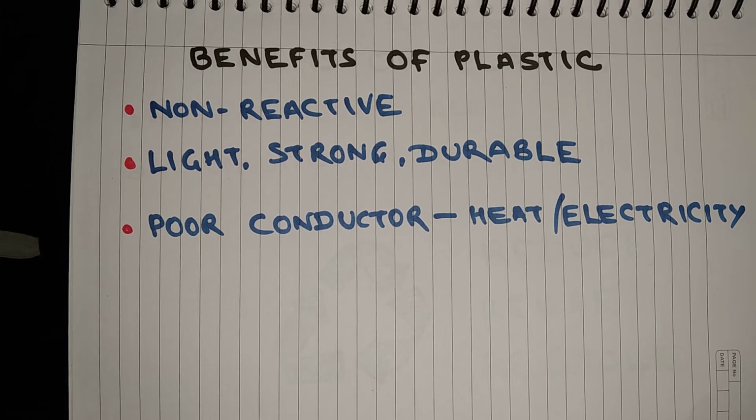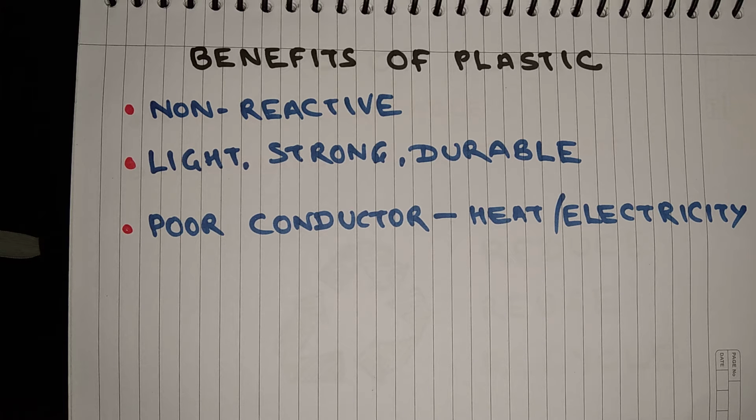Benefits of plastic. In fact, plastic has become quite popular. If you look into your house, if you look into your kitchen or study room or bedroom, you will find numerous items which are made of plastic. And let us try to understand what are the reasons for the popularity of plastic. Number one reason is plastic is non-reactive. If you can recall, if we leave an iron article in open for a long time, the iron article gets rusted.